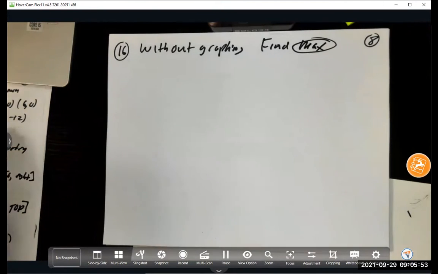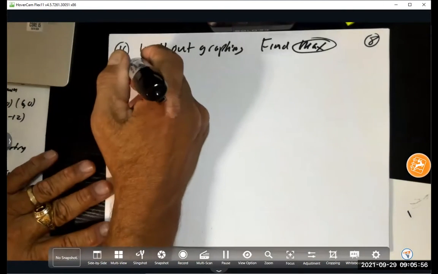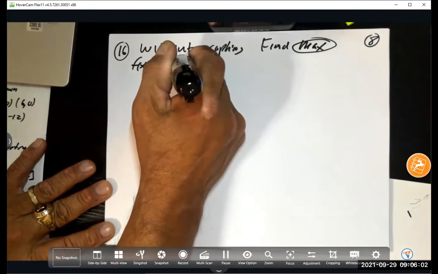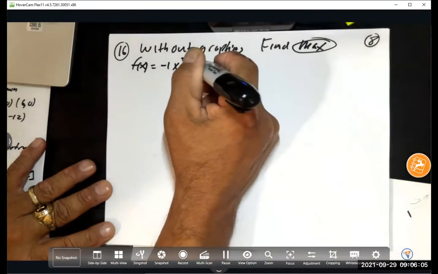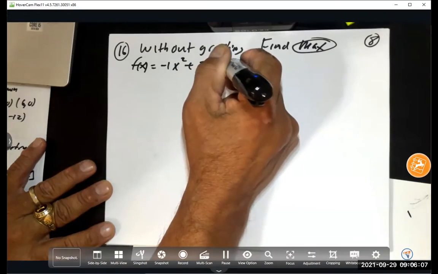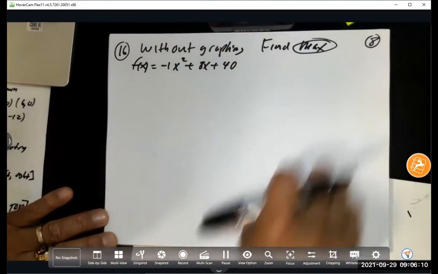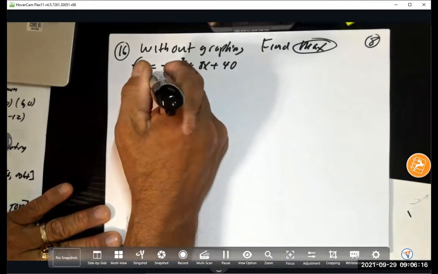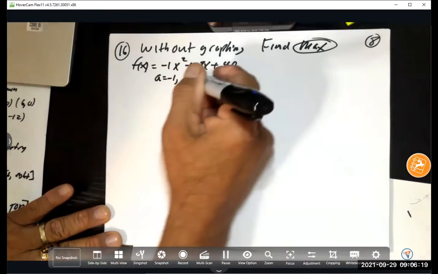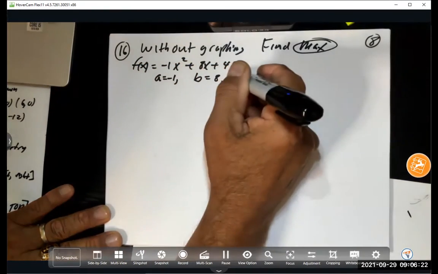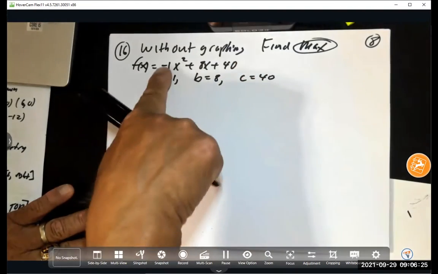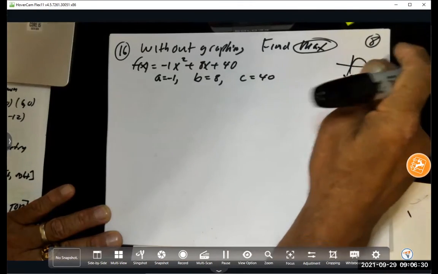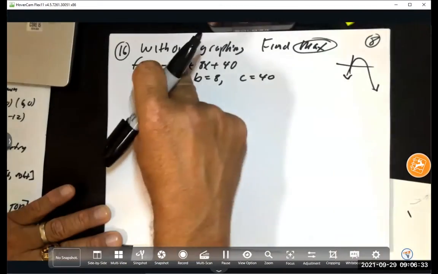So if I give you a problem, let's say f of x is -1x squared plus 8x plus 40. You're not gonna graph it. There's a way to find the max of something, okay? You're still gonna do A, B, and C. This graph is negative, so if you were to draw it, it looks upside down. But we're not gonna do graphs. If it's negative, that means the graph opens down. If it's plus, it opens up.